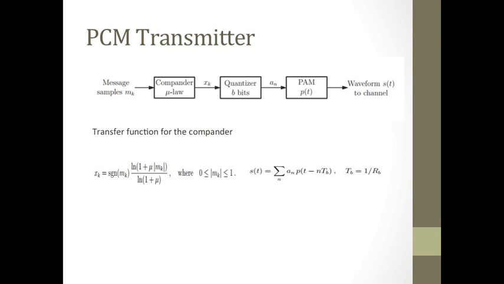Moving on to the transmitter part of pulse code modulation, first we have a message sample m_k. It is an analog signal that goes through a compander. The compander compresses the signal to produce continuous-amplitude samples x_k, where x_k has the shown transfer function. Then the signal gets quantized by the quantizer, which produces a bit stream, least significant bit transmitted first. The last block is the pulse amplitude modulation, which converts the discrete-time sequence, which is a bit stream, to a continuous-time waveform, s(t).